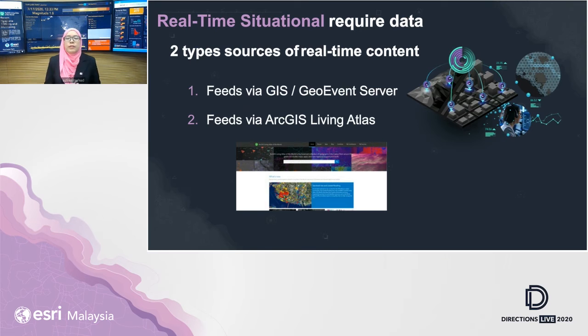There are two types of sources of real-time content. First, feeds coming from your GIS server, such as map services like a traffic service, or information coming from people in the field. At the same time, if you want to integrate with other sensors, such as water sensors to know the water level, you can have the service coming from the event server.